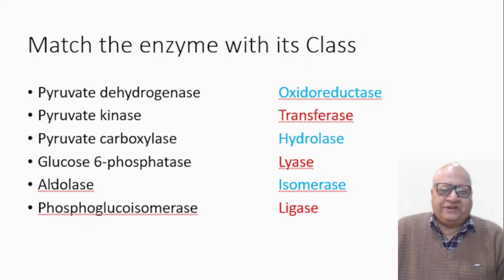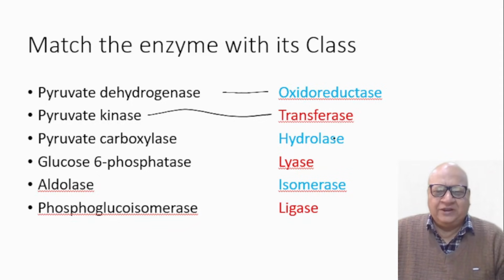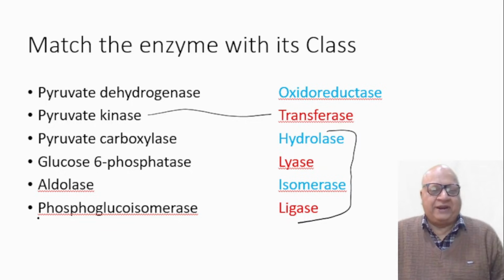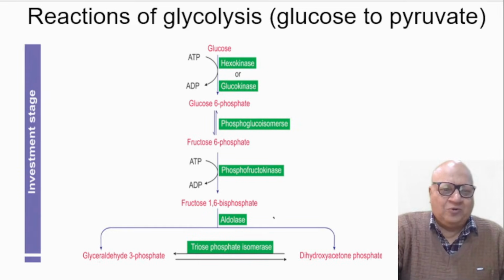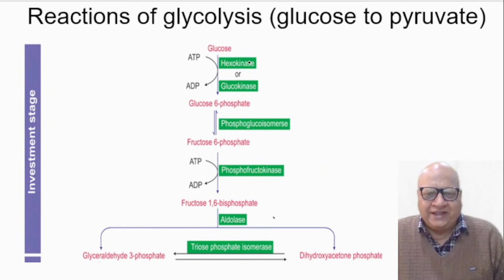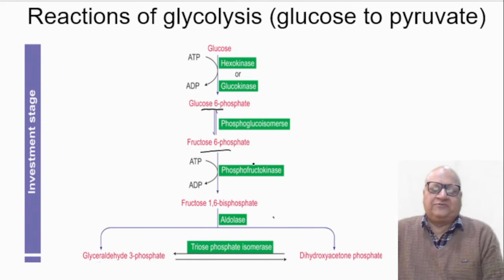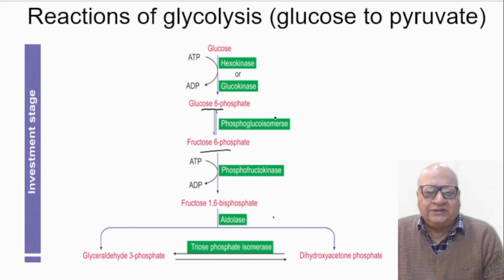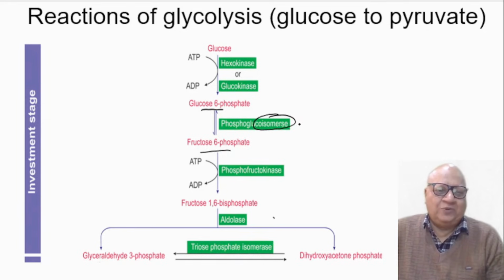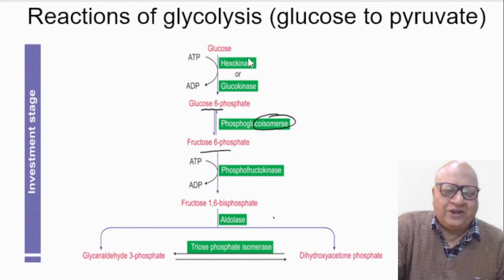So the matching has been partially completed. Pyruvate dehydrogenase is an oxidoreductase, pyruvate kinase is a transferase. Now the matching is due for these 4 enzymes and their respective classes. So we come to the next enzyme of our list, phosphoglucoisomerase, converting glucose 6-phosphate to its isomer, fructose 6-phosphate. So evidently this is an isomerase. Nothing more needs to be said, the name itself says isomerase.